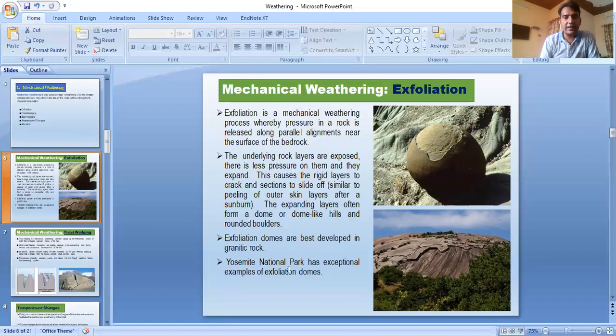Yosemite National Park is an exceptional example of exfoliation domes. Yosemite has been famous for this type of physical structure. Exfoliation domes are best developed in granite rocks, so this type of weathering happens mostly in rocks with granitic minerals.